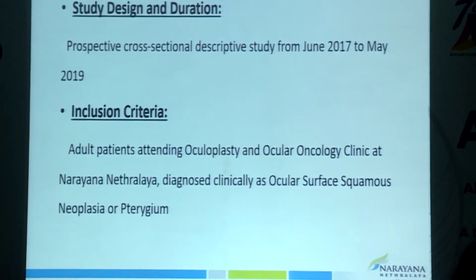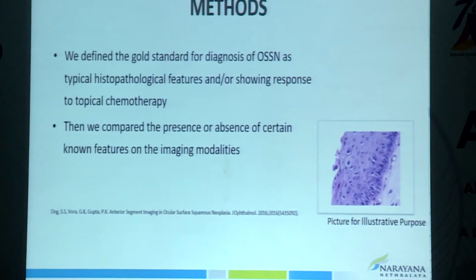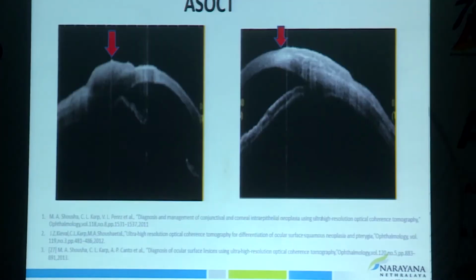We did a prospective cross-sectional study. We defined the gold standard for diagnosis of OSSN as typical histopathological features and or showing response to topical chemotherapy. Then we compared the presence or absence of certain known features on the imaging modalities.